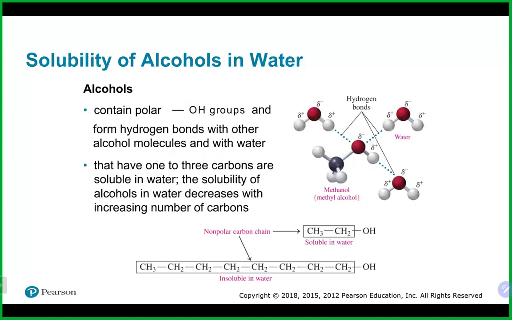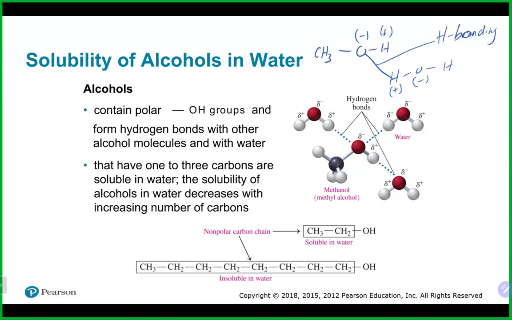Let's talk a little about the solubility of alcohols. Because alcohols have that OH group, it does make them fairly soluble in water, which also has that OH group. And again, the oxygen being more negative, hydrogen being more positive, it is going to be able to participate in, as we probably have talked about previously, hydrogen bonding.